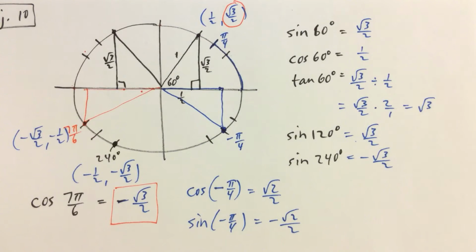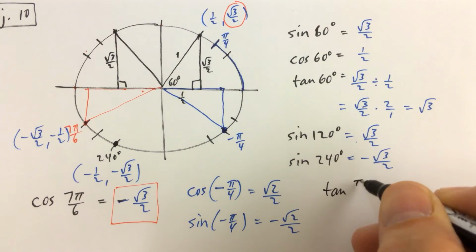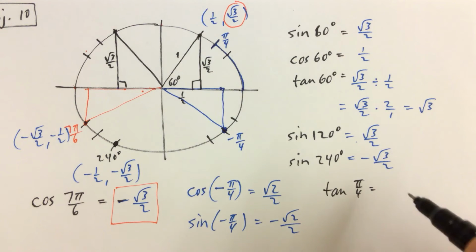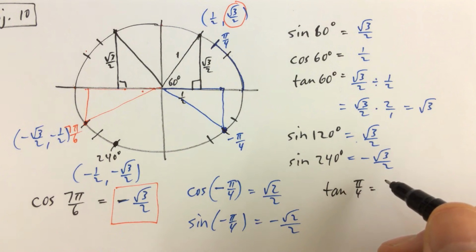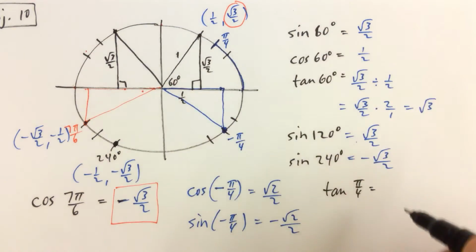Something to point out as well, if we want to find the tangent of, let's say, pi over 4, that's when the sine and cosine have the same value. So we have opposite over adjacent, and that's radical 2 over 2 over radical 2 over 2, and so that would be 1.